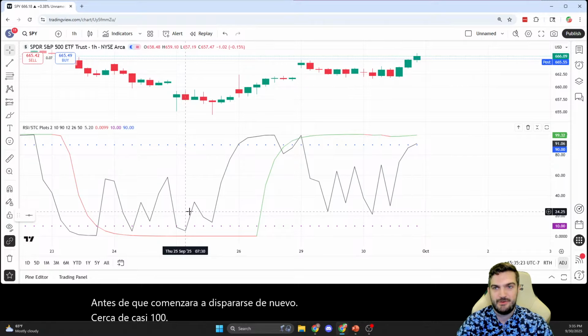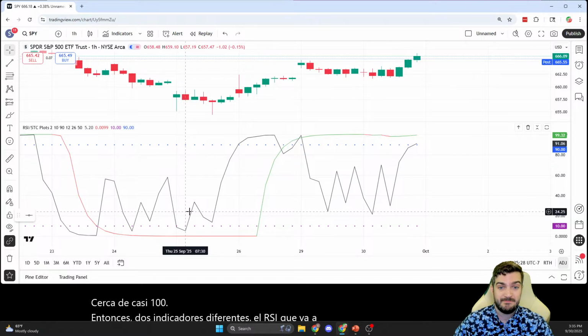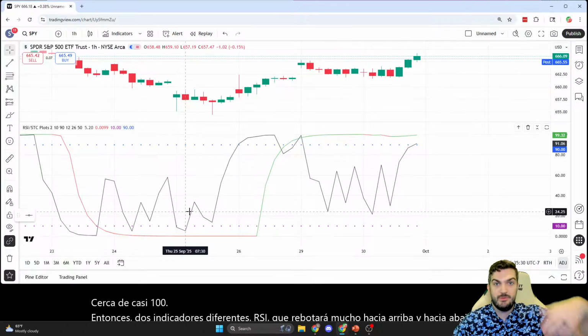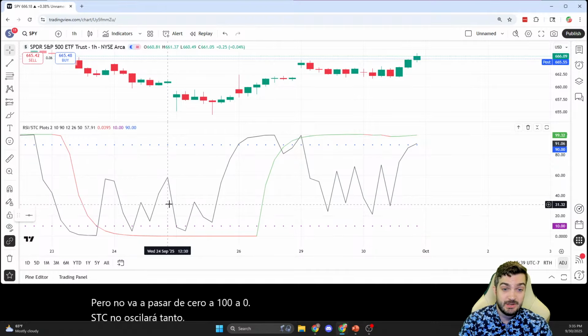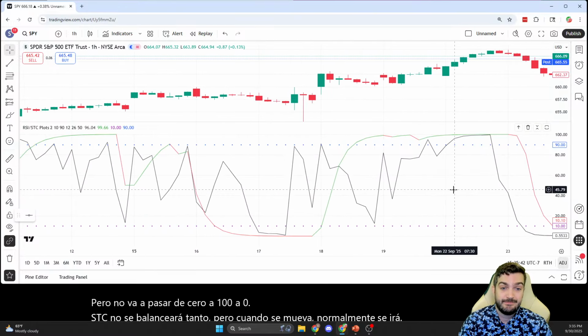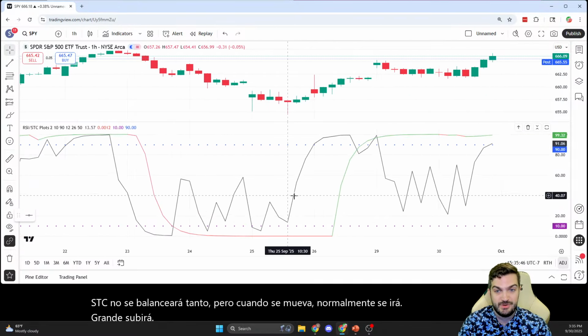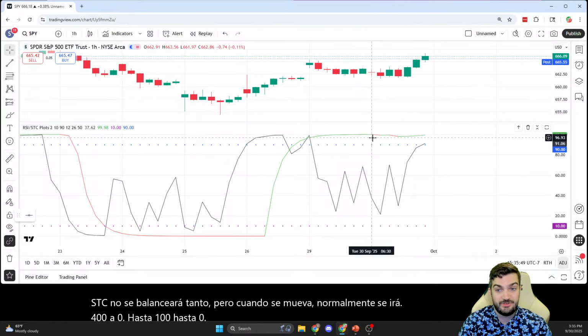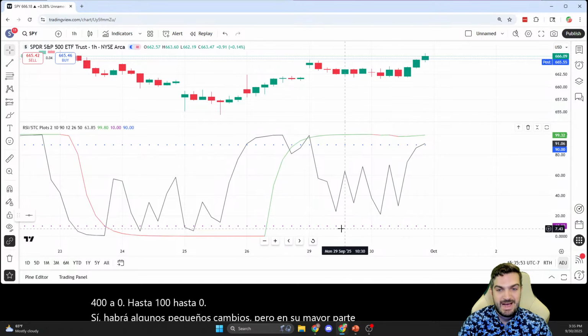So two different indicators. RSI is going to bounce up and down a lot, but it's not going to swing from 0 to 100 to 0. STC will not swing as much, but when it moves, it will typically go big. It will go up to 100, down to 0, up to 100, down to 0. Yes, there will be some small changes, but for the most part, it will be these massive, massive swings.